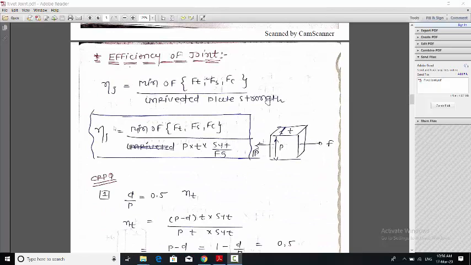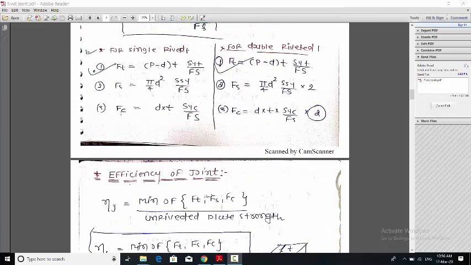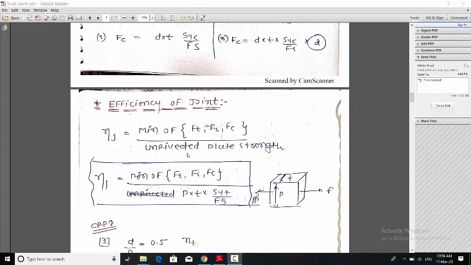What is the efficiency of the joint? The efficiency of the joint is given by, first of all, calculate all three forces and take whichever gives the minimum load carrying capacity. We use the minimum load carrying capacity because we are designing the riveted joint for the lowest carrying capacity, for maximum chances of safety. So the minimum of Ft, Fs, Fc divided by the unriveted plate strength. Unriveted plate strength means suppose you remove the rivet, then that is a plate of P into T thickness, that is P into T into SYT upon FOS. Here also is force, here also is force. If you look at that, you will get the efficiency of the riveted joint.